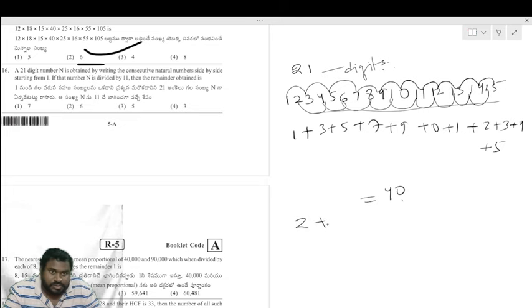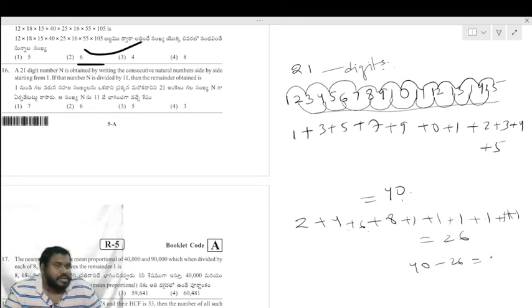And the next one is 2 plus 4 plus 6 plus 8 plus 1 plus 1 plus 1 plus 1 plus 1 plus 1. So 2, 3, 4, 5, 6, 14, 20, 24, 24 plus 2, 26. So this is becoming 26. Subtract them. 40 minus 26. How much is it becoming? 14. So is 14 divisible by 11? No. If it were 11, it would be divisible by 11. But we are getting an extra 3. So that 3 is nothing but the remainder.